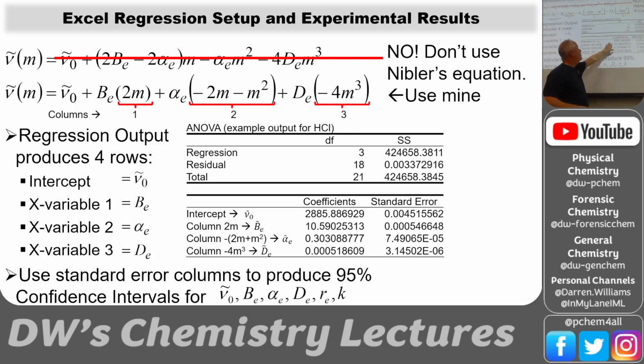This is the output for HCl. I didn't want to do your lab for you, where you could just type those numbers in. But this is what you get for hydrogen chloride gas. You'll get an intercept, an x variable 1, x variable 2, x variable 3. And that's V0, B E, alpha E, and D E. So these are the physical constants you get after you analyze the data.